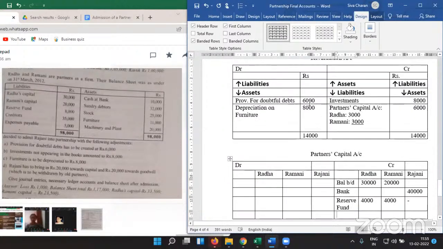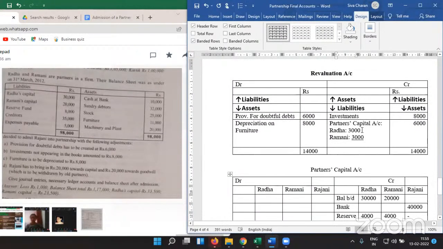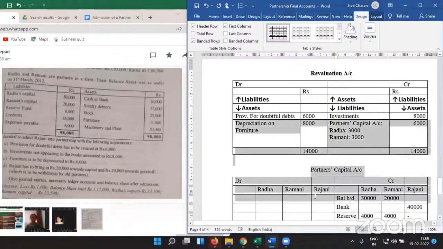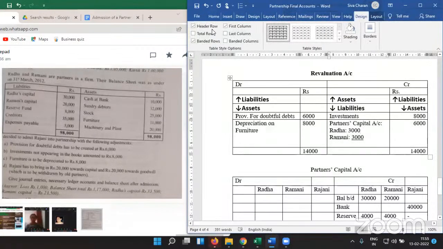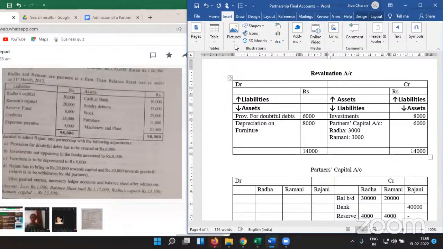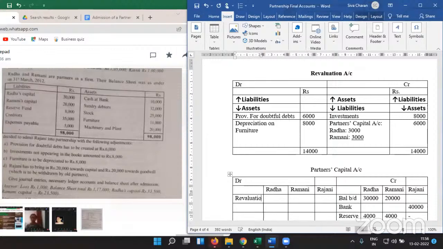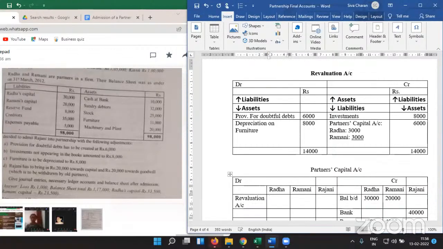Now from the revaluation account. Whatever is here, the partners' capital is showing now on the credit side, so that will come on the debit side. From the partners' capital, whatever is showing will come on the debit side by writing from where you are taking it, revaluation account. Revaluation, Radha 3,000, Ramani 3,000, Rajani will not get anything.